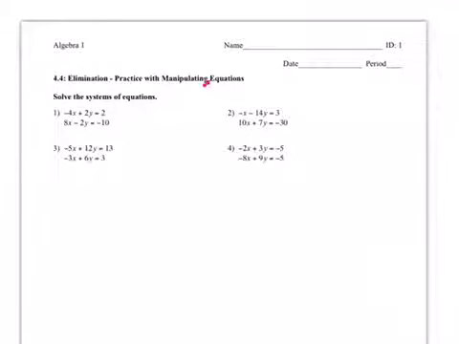Khan Academy calls it manipulating equations in order to do elimination. We'll see what we want to call it today, but the point is there's going to be one new level of complexity that we didn't see before.